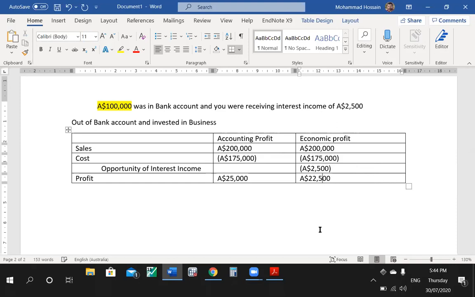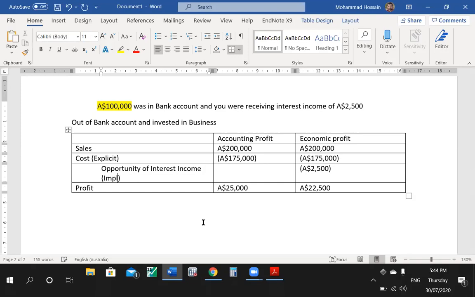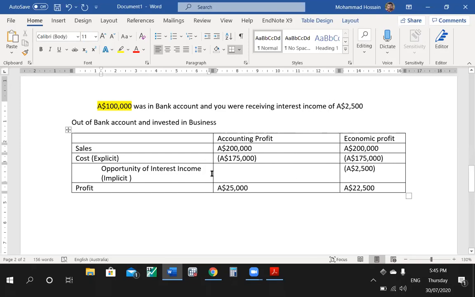Okay, that's actually profit. So accounting profit is 25,000, but economic profit is 20, because there is an implicit cost involved in here. This cost is your explicit cost, but this is your implicit cost. Hope the concept is clear here.